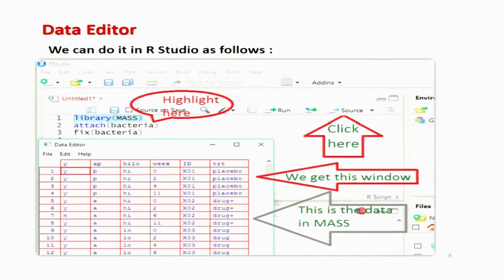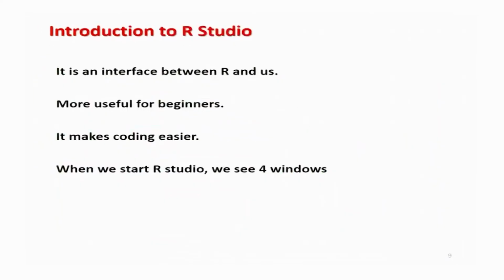As soon as you say attach bacteria and fix bacteria, this type of data editor will open. This is the data file whose name is bacteria. This can be any other data file also without any problem. And this data file is actually available inside the MASS package. If you wish, you can source it so that you can use it conveniently whenever you are doing this programming.